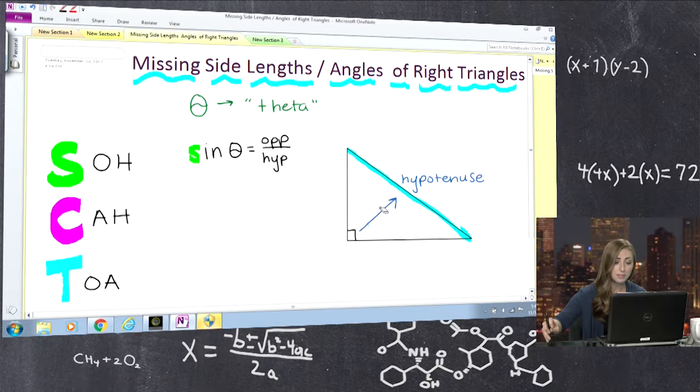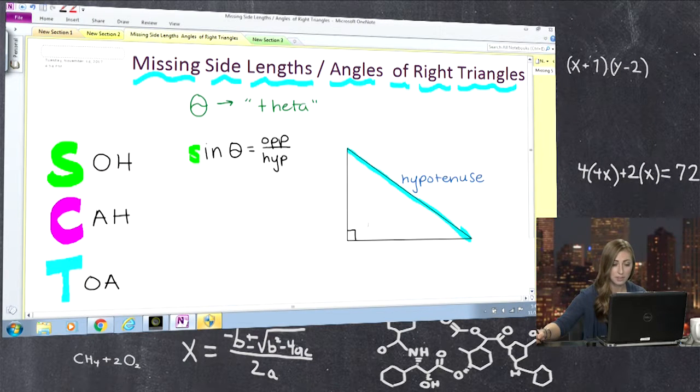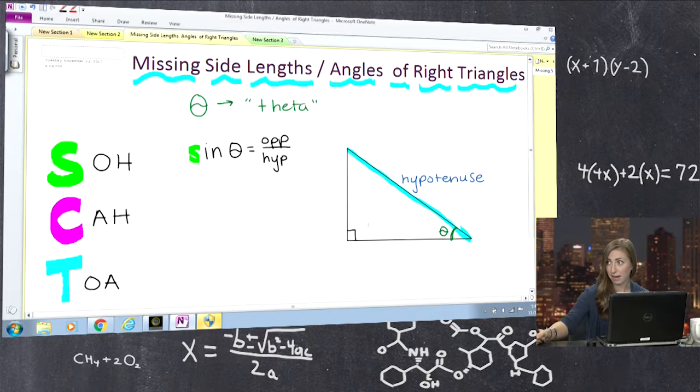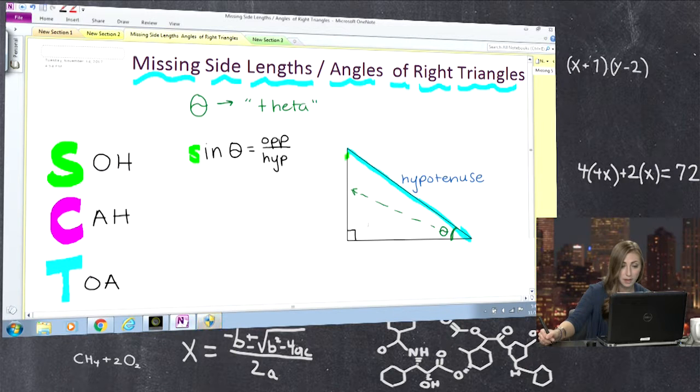Our opposite side depends on which angle we're looking at. For right now, we're going to say that we're looking at this angle right here. We'll call it theta. The opposite side will be, if you take from that angle theta and you follow it across, the side across from that. So our opposite side in this case is this one. Now that would change depending on what angle I was looking at.